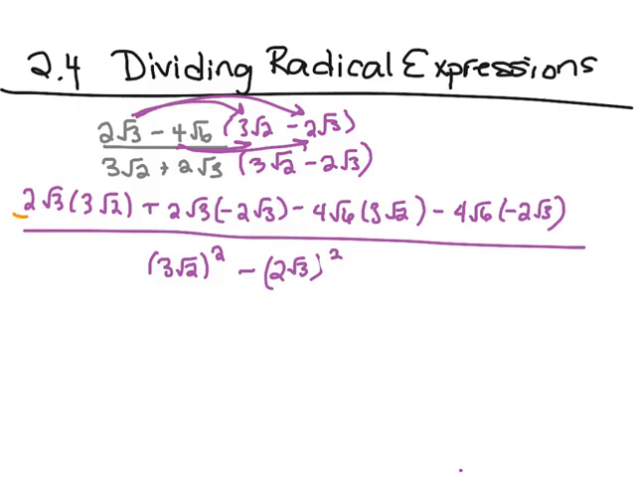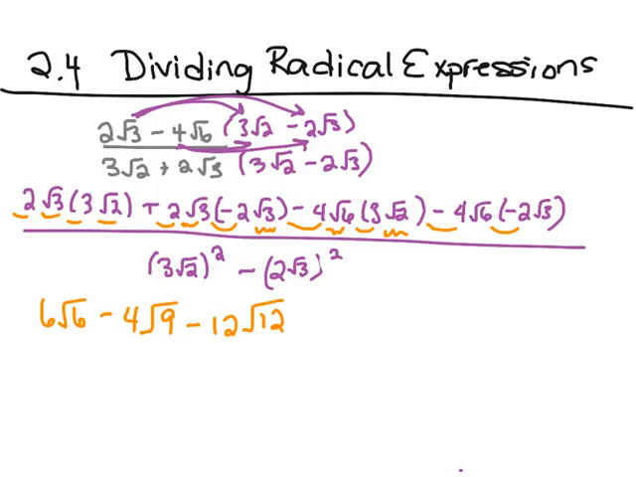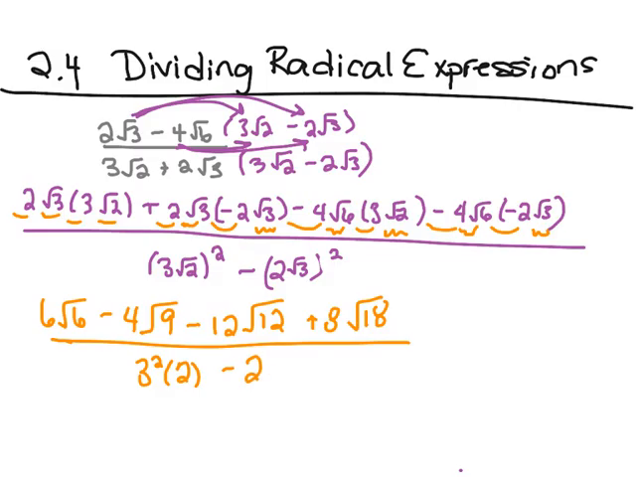Now we're going to simplify. So we have 2 times 3 is 6, and 3 times 2 is root 6. 2 times negative 2 is negative 4. 3 and 3 is 9. Negative 4 times 3 is negative 12. 6 times 2 is root 12. Negative 4 times negative 2 is positive 8. And 6 times 3 is root 18. And this is all going to be over top of 3 squared times 2 minus 2 squared times 3. Remembering that this cancels out the radical sign.